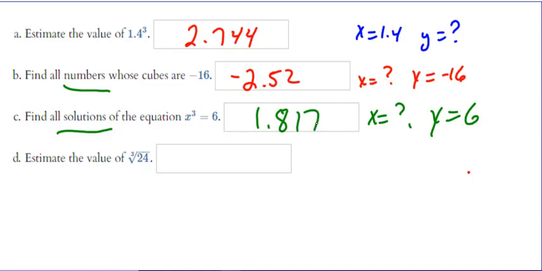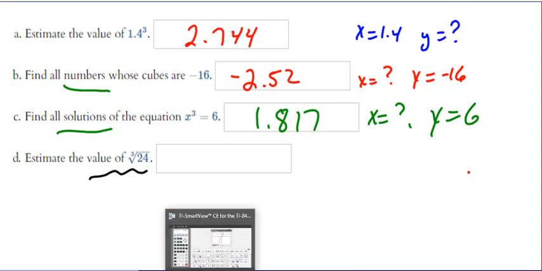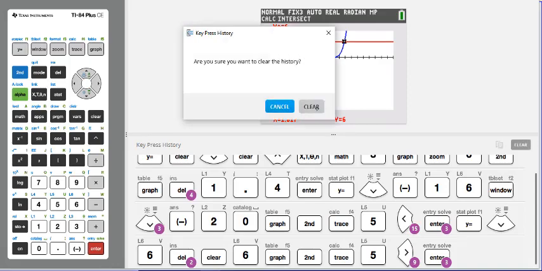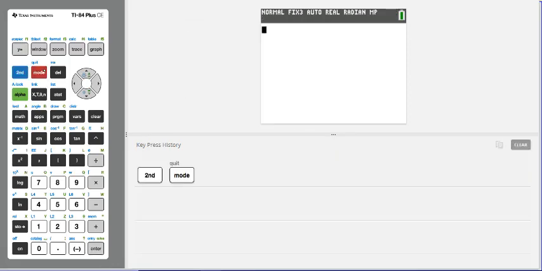All right. Now, on this one, it's just the way it's written. They want you to take the cube root of 24, right? I guess you could do that on the calculator. We take the cube root of 24. I'll show you how to do that. We'll just clear here. We'll hop out of here.